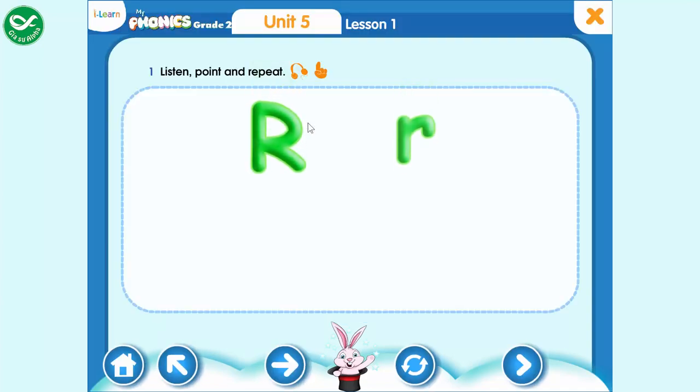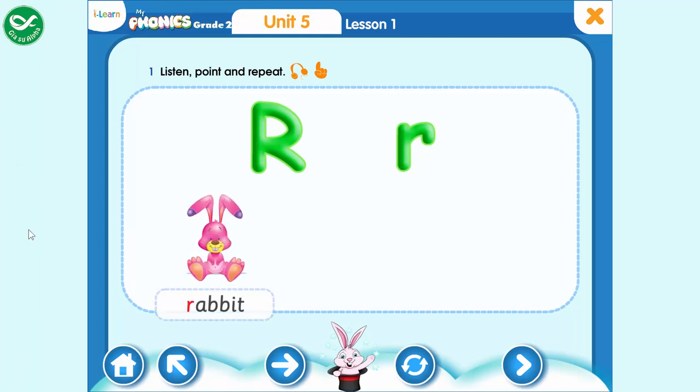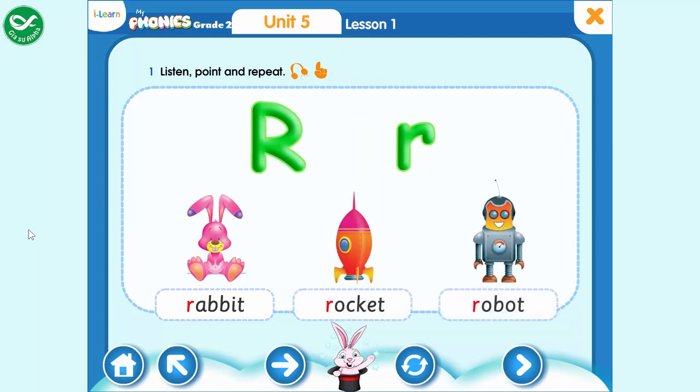This is the letter R. The letter R makes the R sound. Rabbit. Rocket. Robot. Rabbit. Rocket. Robot. Rabbit. Rocket, robot.